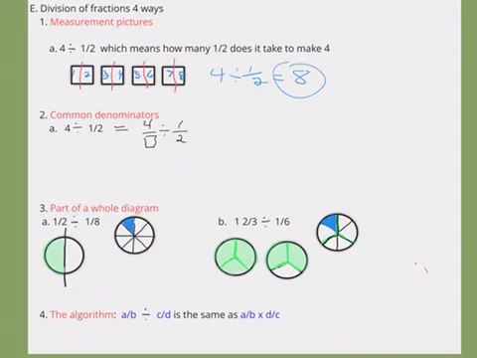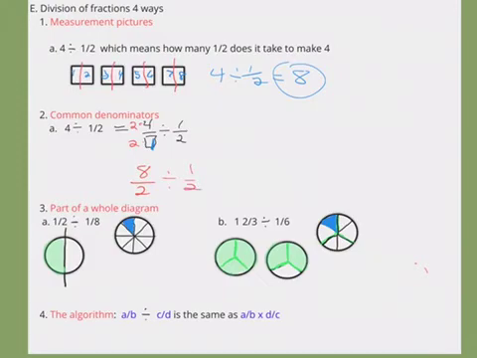I can also attack the problem using common denominators. So looking at 4 divided by 1/2 again, I'm going to set it up and take a look at the denominators. I have a 2 in this denominator. 4, I'm trying to give it a common denominator. Right now 4 has a denominator of 1, but I want to make a common denominator. So I need to multiply the top and bottom by 2 to make my denominators the same. So now I have 8 halves divided by 1/2.